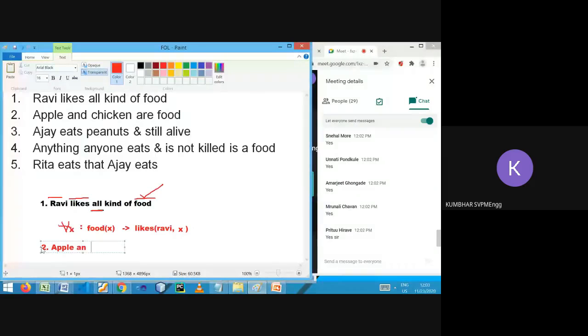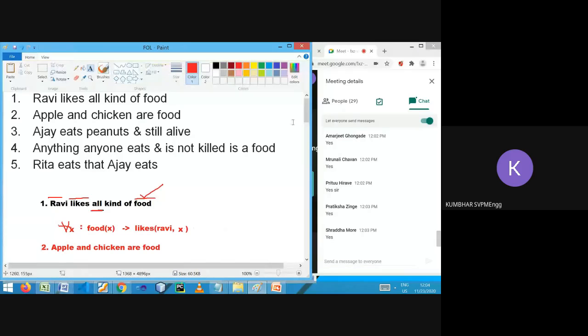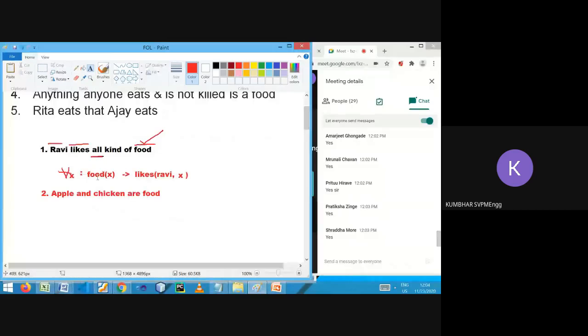Apple and chicken. I do understand it's now time to go for lunch after 1 hour, but please concentrate here, even though the words are so spicy. Okay, apple and chicken are food. This is the English statement. We have to represent that using predicate. See, we have made that food as one predicate.